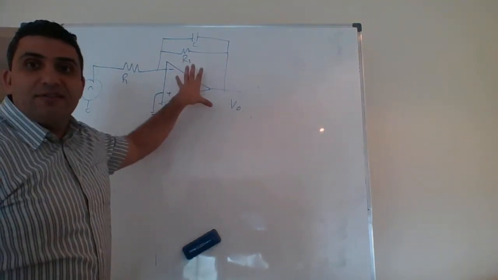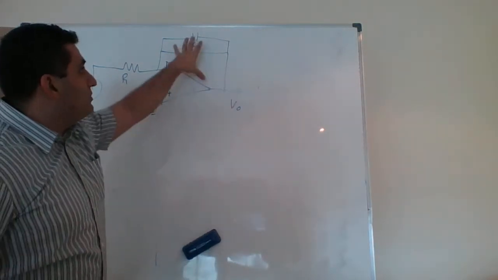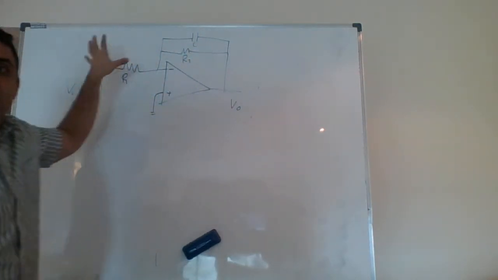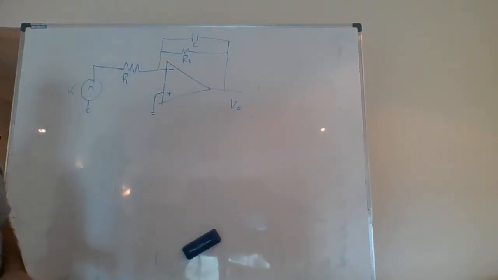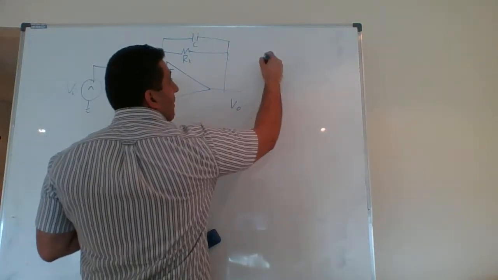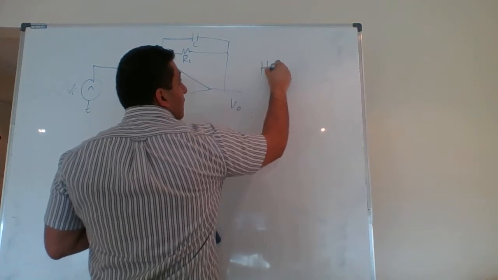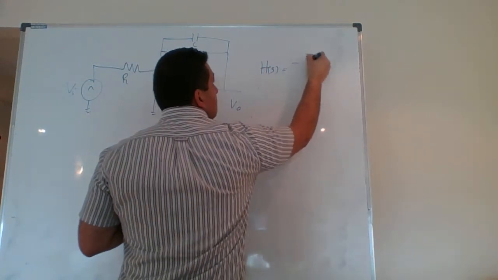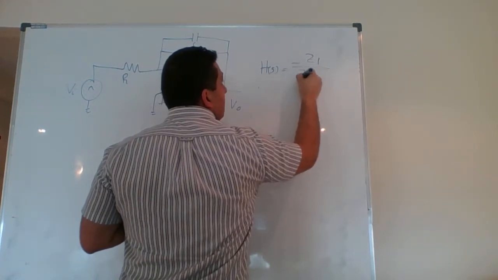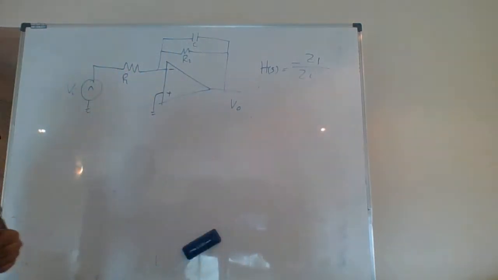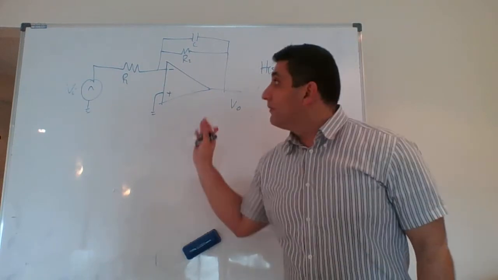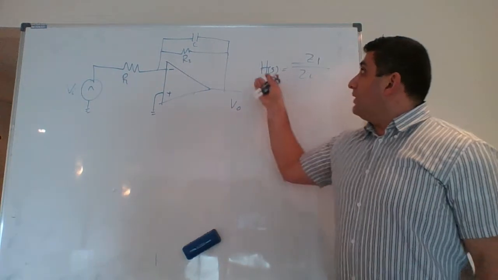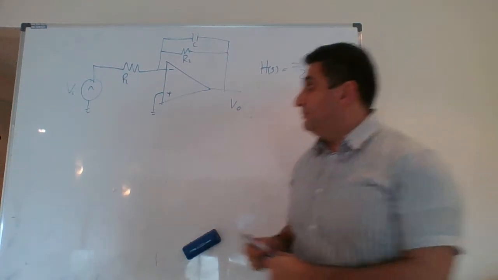Analyzing this circuit, it will give me that V output is equal to minus RF over Rin, or minus ZF over Zin, times Vin. So straight away, I know from my op-amp chapter that H of S is equal to minus ZF over Zin. That's an active filter. To analyze the circuit, what's ZF?